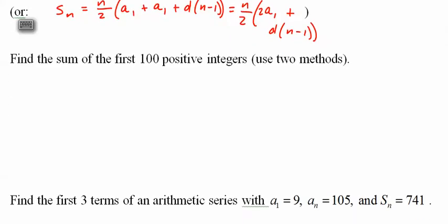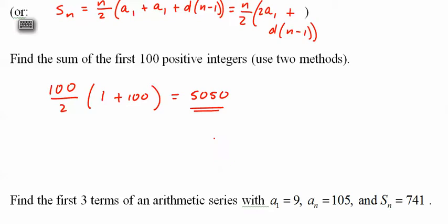So, find the sum of the first 100 positive integers. 100 over 2, 1 plus 100, 50 times 101, 5,050. Now, you might think I was going to do the other way, which I guess I will, but I always show Gauss's way. Don't write this down. I'm going to erase it. Well, actually, I'll put it down here.